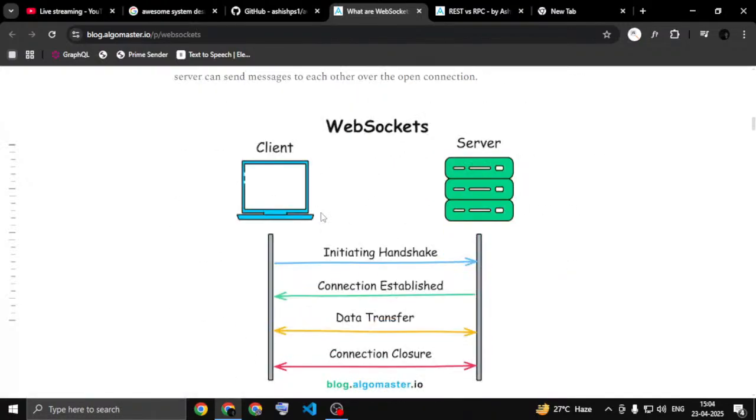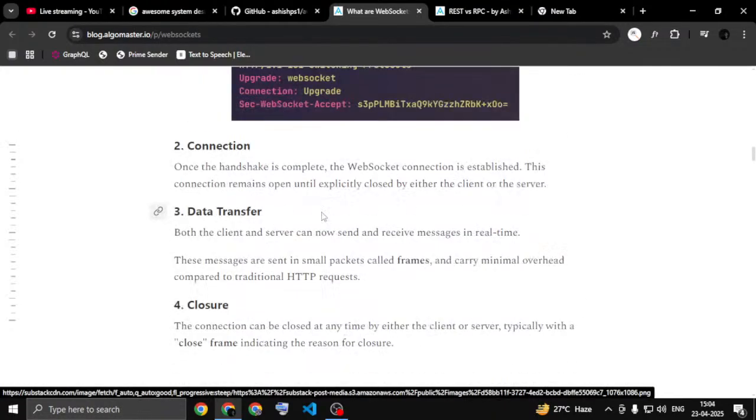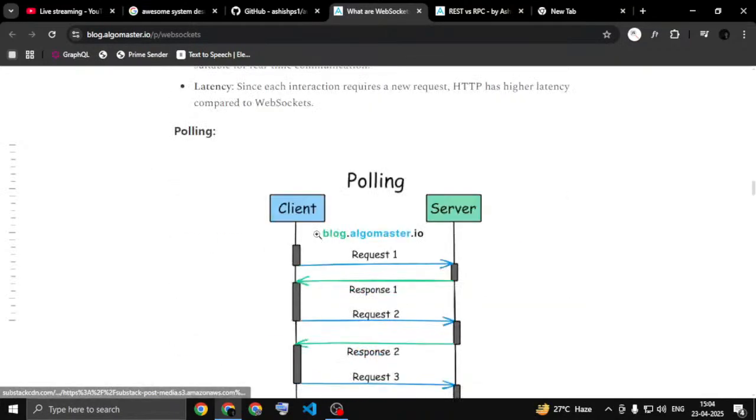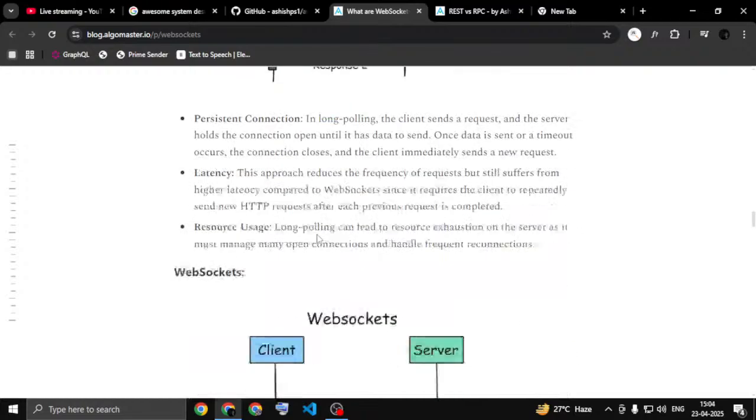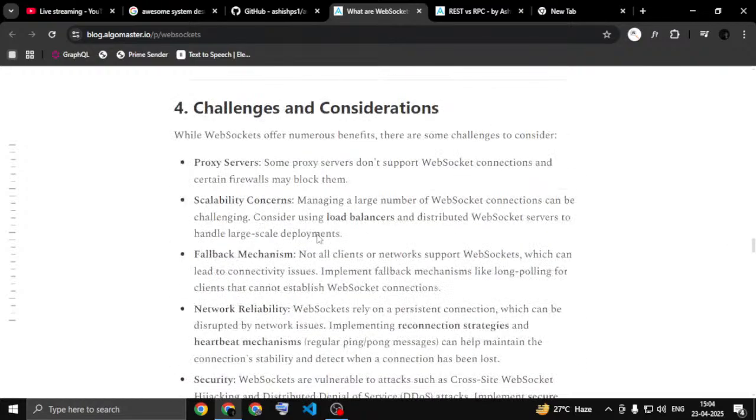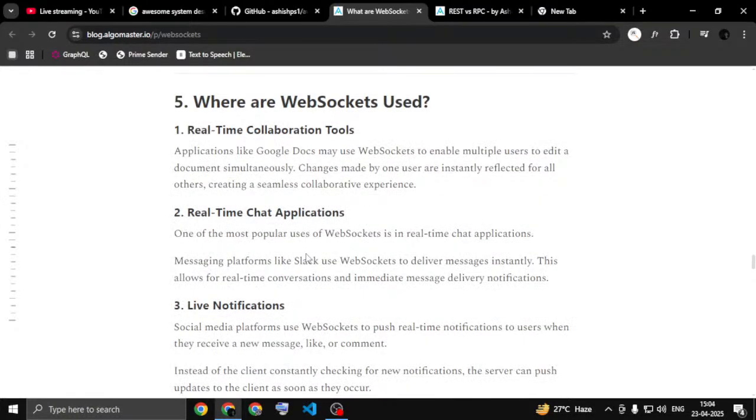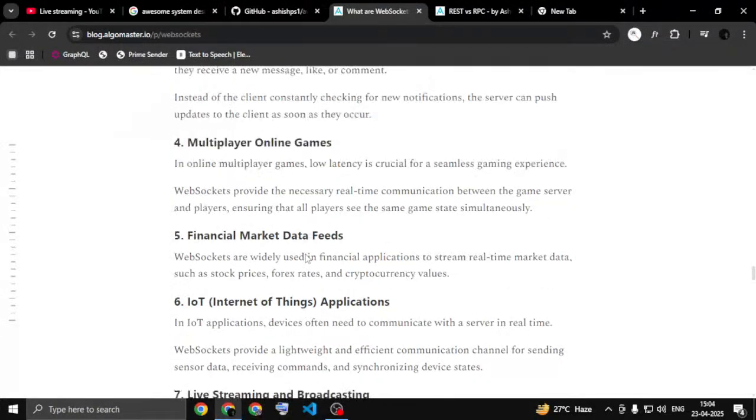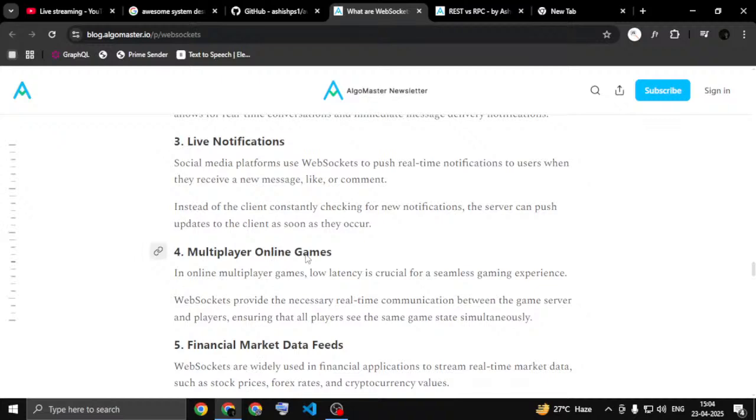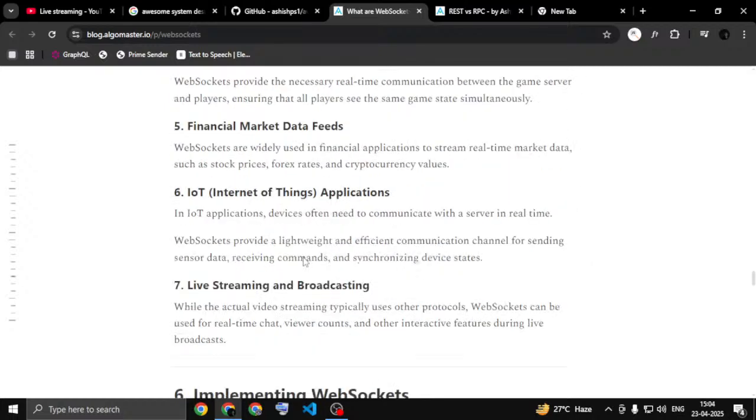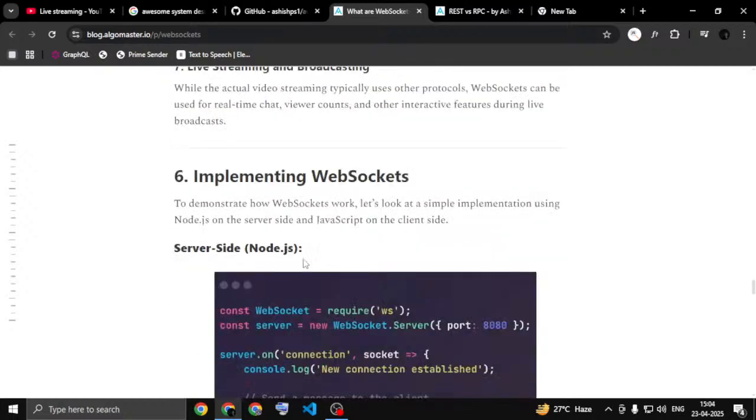Sockets: why are sockets used? Communication, closer data transfer connections, real-time communication, polling, long polling, WebSockets. WhatsApp uses WebSockets. Live notifications, okay. Financial market data feed, streaming and broadcast.